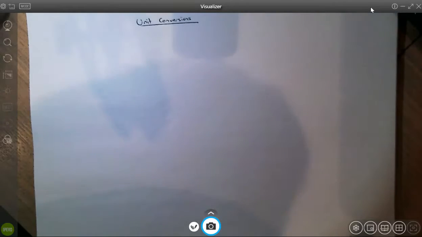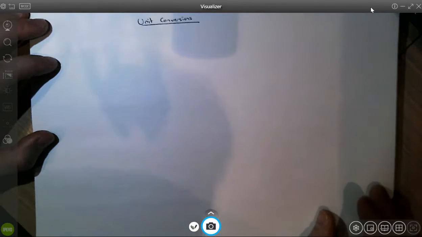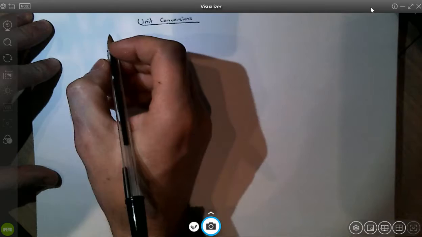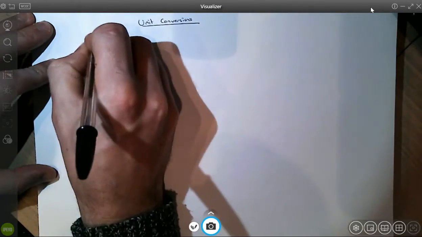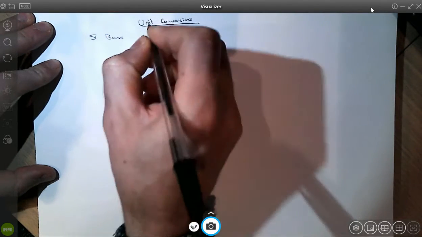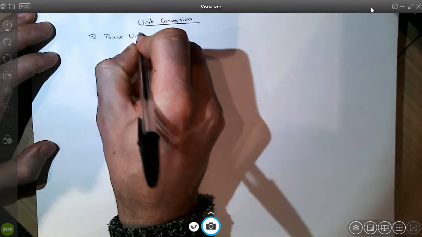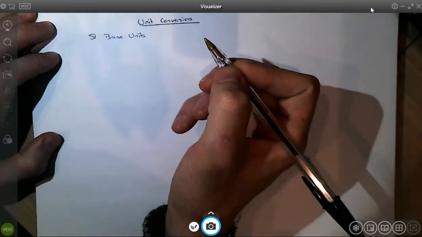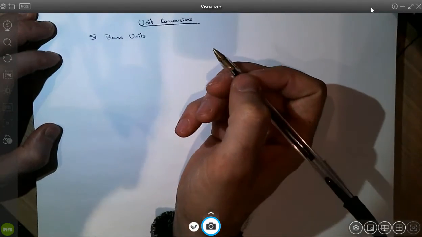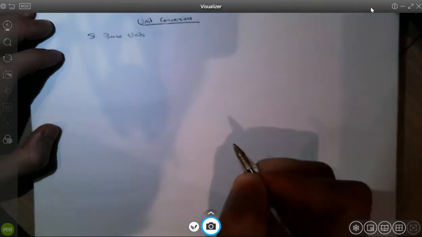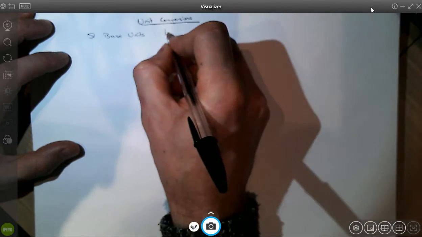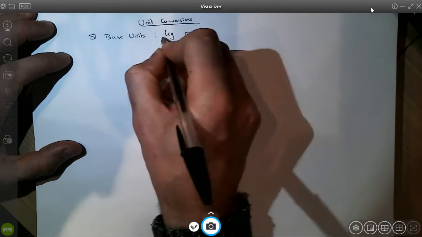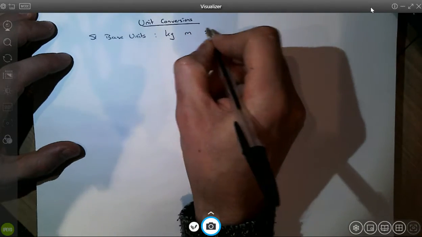In this video, we're going to look at units and unit conversions. So in physics, we always work in SI units, and SI base units are really important. These are the fundamental units that we can make all other units up from. So the main ones that students are going to come across in GCSE are kilograms, meters, and seconds.